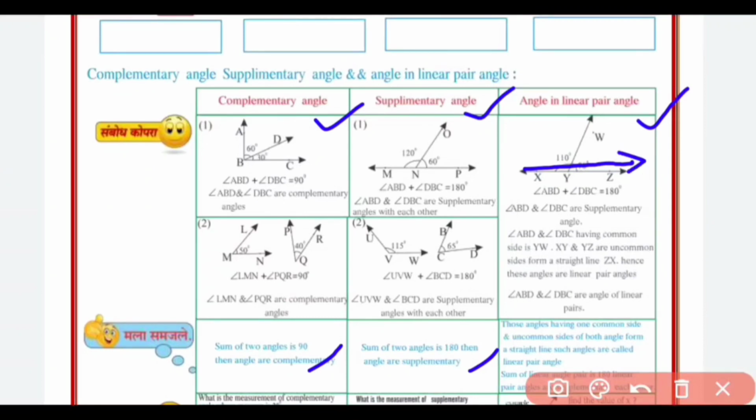One line they are and one common arm. Both the angles are in the same line and they are having common arm, and that's why the angles in linear pair. So these are the angles which are in linear pair and their total is 180 degree. These angles are supplementary because their total is 180 degree, 120 plus 60. They are sharing one common arm. They are having same line. So they are angles in linear pair.